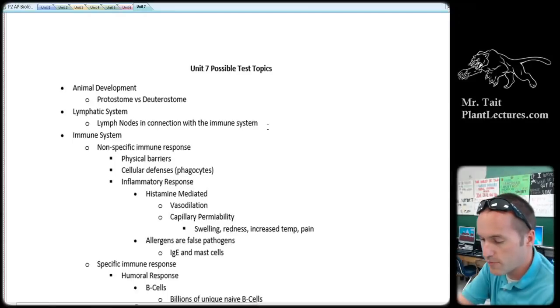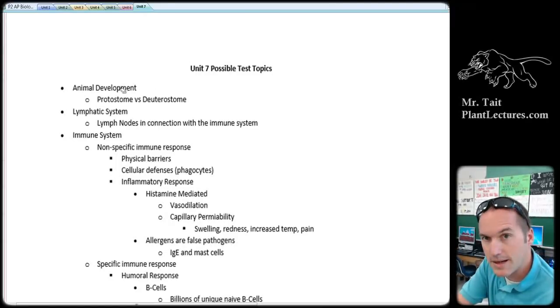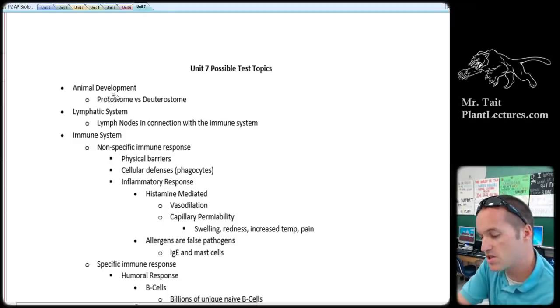Okay, here's what we need to know for the Unit 7 test. We started out with animal development. We looked at the journey from a zygote, which is a newly fertilized egg, to the 4-cell stage, to the 8-cell stage, to the blastula, which then infolds and forms that blastopore thing so that it's a gastrula, and then finally develops into a fetus of some kind.